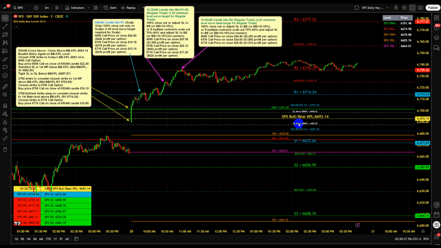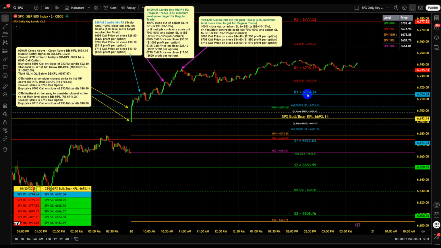Why are we using that strike? Because we're going to use an at-the-money strike as the standard play that is closest to the level that we're taking the trade from. If instead, just to point this out, we were taking a trade from a signal we got from the R1 level, then the at-the-money option we would use would be the closest strike to the R1 level price, which would be 67.15.